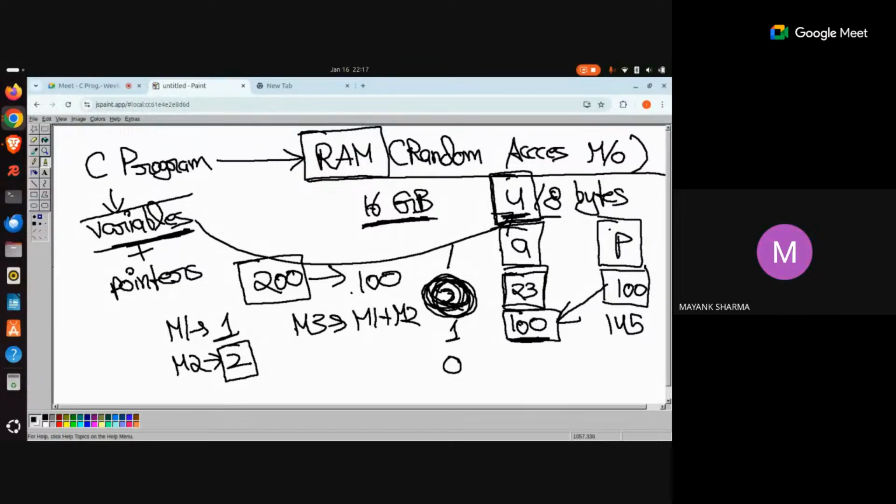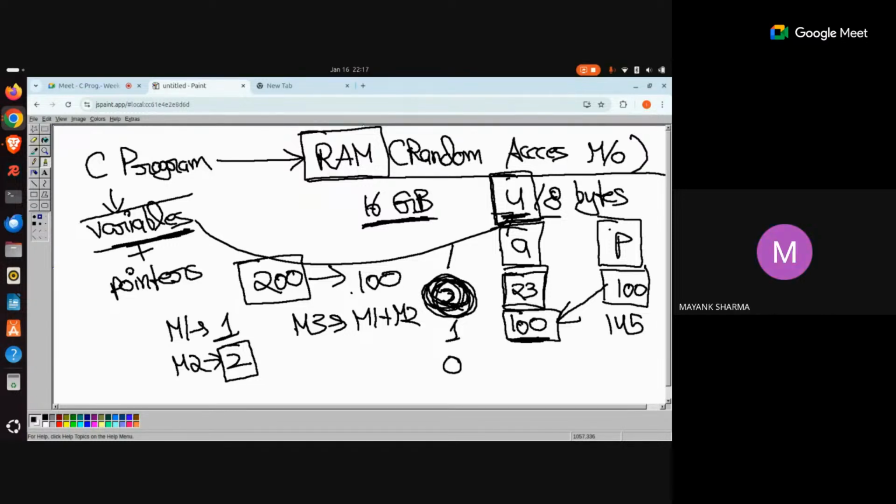The pointer will tell the CPU to access a variable at that particular location in the program.